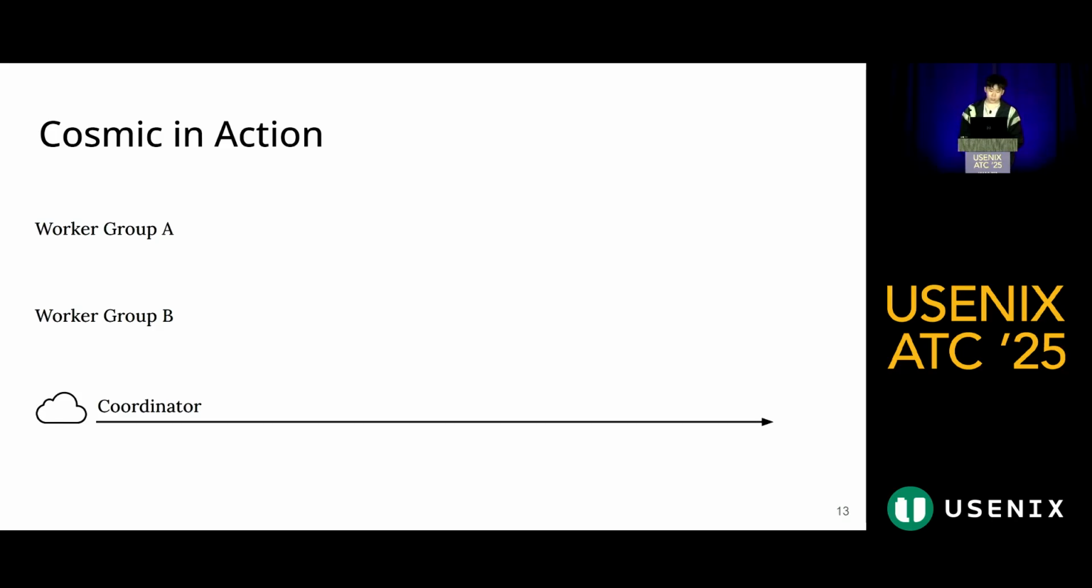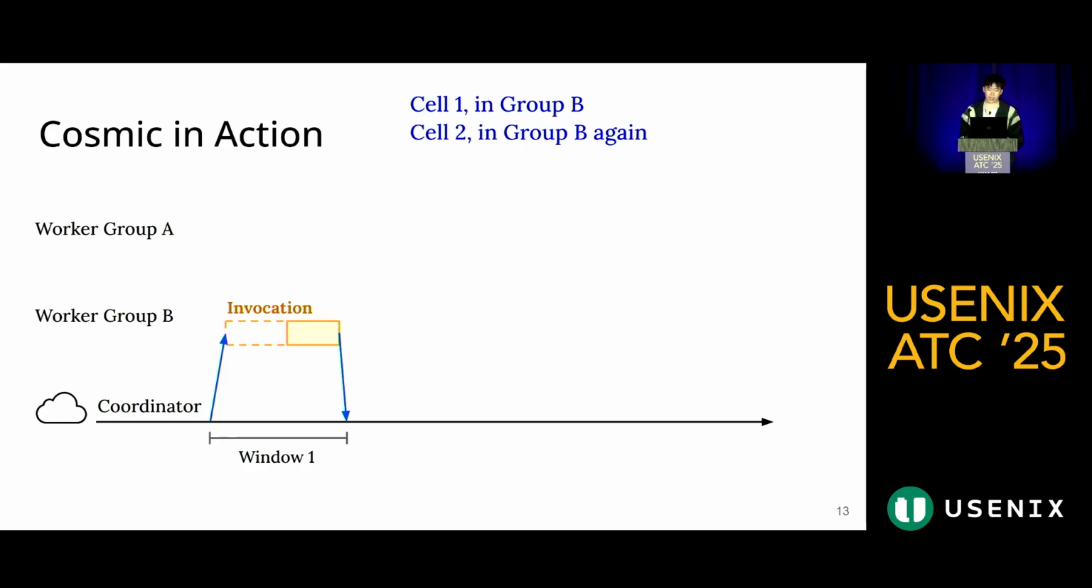Suppose cell 1, the first cell, is selected and it was assigned to group B. Since there's no active worker, the first window would incur an invocation delay. Now cell 2 is selected and it's in the same group B again. This time we can reuse active workers for group B and avoid the invocation delay.